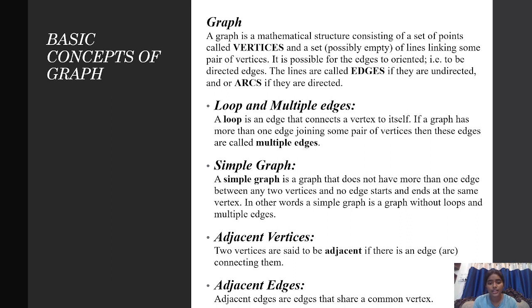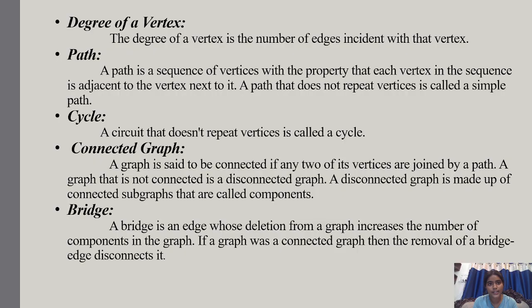So what is adjacency? Two vertices are said to be adjacent if there is an edge or arc connecting them. Adjacent edges are edges that share a common vertex. Degree of a vertex. The degree of a vertex is the number of edges incident with the vertex. Path. A path is a sequence of vertices with the property that each vertex in the sequence is adjacent to the vertex next to it.